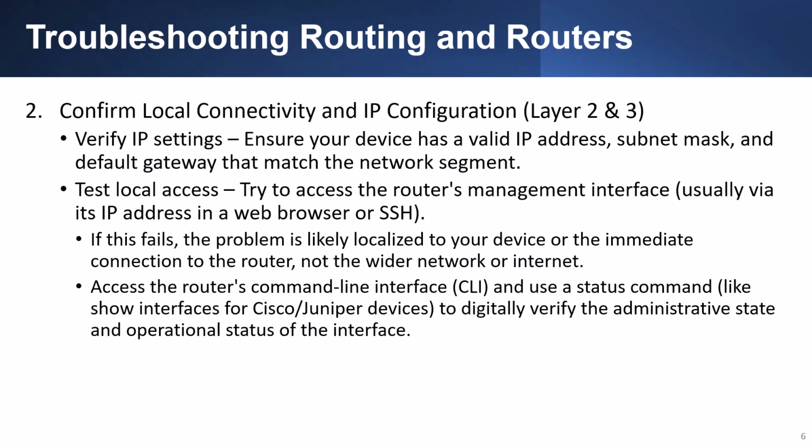Confirm local connectivity and IP configuration. Verify IP settings. Ensure your device has a valid IP address, subnet mask, and default gateway that match the network segment. Test local access. Try to access the router's management interface, usually via its IP address in a web browser or SSH. If this fails, the problem is likely localized to your device or the immediate connection to the router, not the wider network or internet.